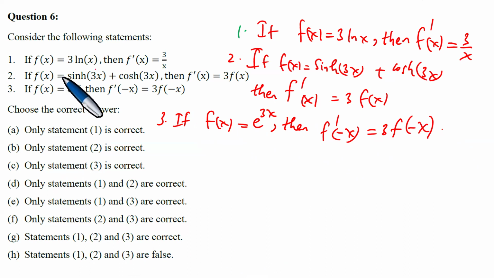Okay, so the question is, consider the following statements. Choose the correct answer. A, only statement 1 is correct. B, only statement 2 is correct. C, only statement 3 is correct. D, only statements 1 and 2 are correct. E, only statements 1 and 3 are correct. F, only statements 2 and 3 are correct. G, statements 1, 2, and 3 are correct. H, statements 1, 2, and 3 are false.